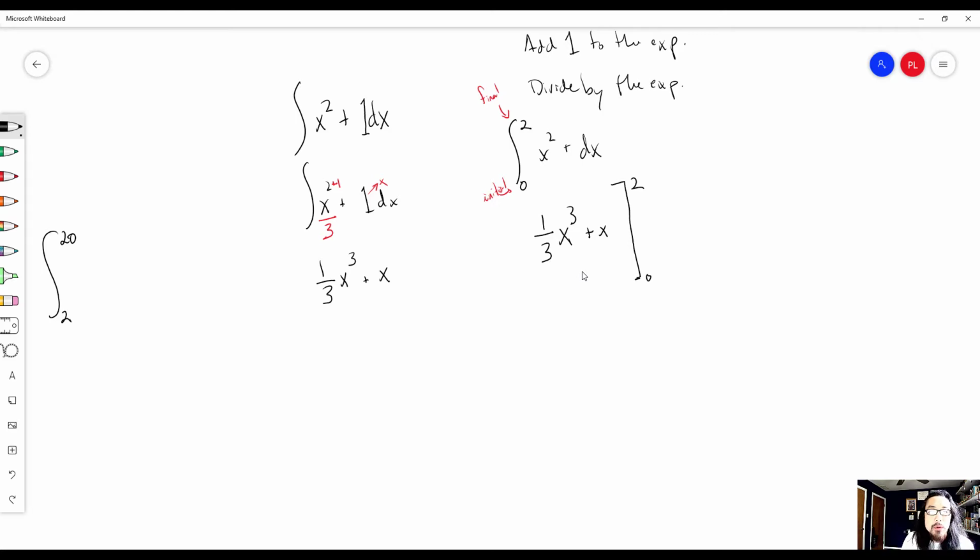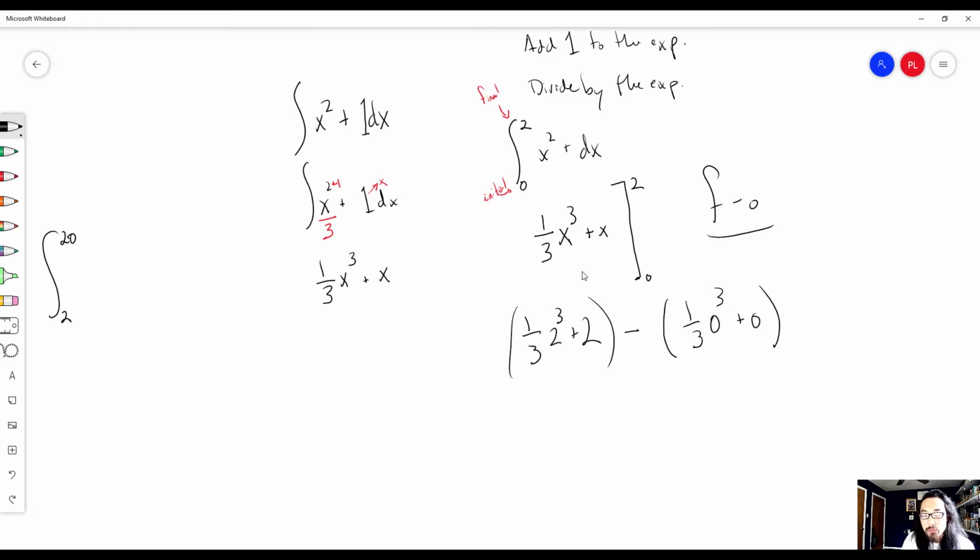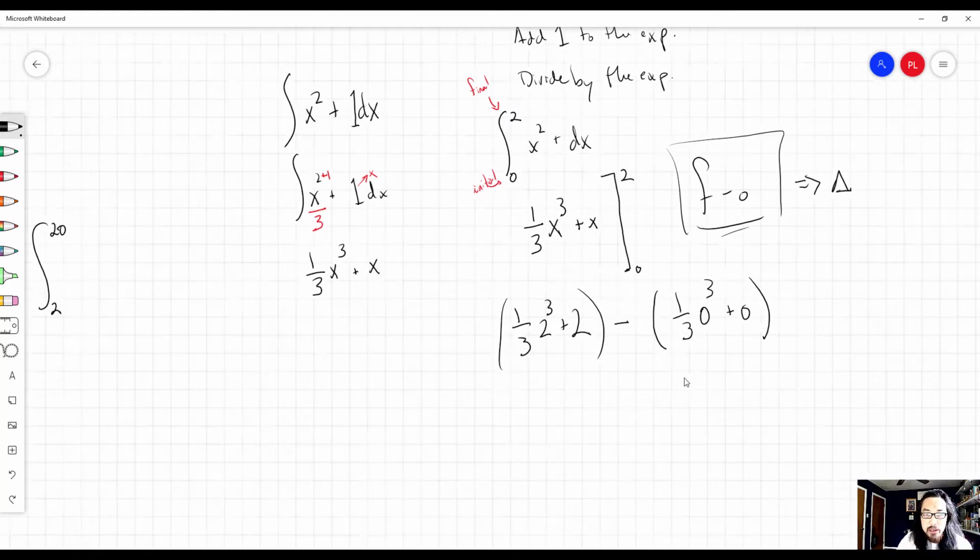And so we would plug in the final bound first, and then we would subtract that from the initial bound. Okay, I'll show you what I mean. So we will get 1/3, we're going to do the twos first. So 2 cubed plus 2, I'm going to put parentheses around that so I don't mess with it, all minus parentheses 1/3 0 cubed plus 0. Now, the reason why we do it in this order, final minus initial, if you remember, final minus initial is always going to be the form for delta, right?